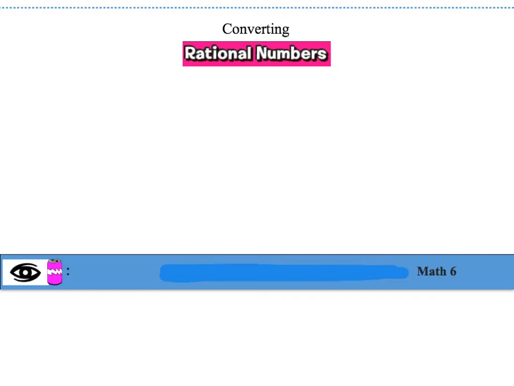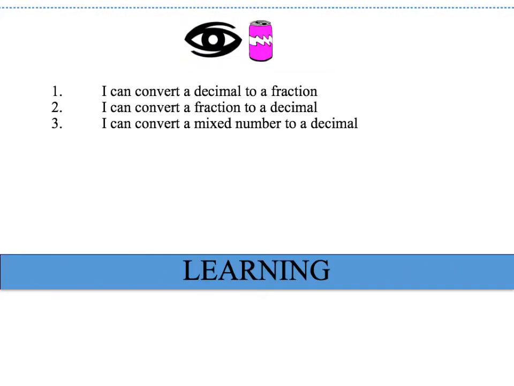Welcome to this lesson on converting rational numbers. Please be sure you have these notes in front of you so that we can begin our lesson. This lesson has three different learning objectives. The first one says I can convert a decimal to a fraction. The second one says I can convert a fraction to a decimal. And the third one says I can convert a mixed number to a decimal.